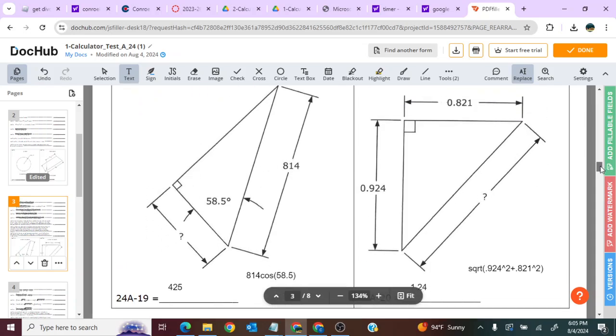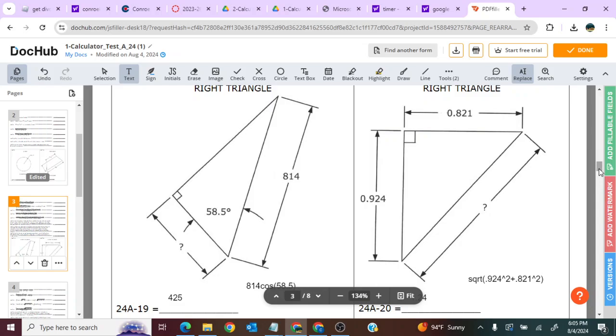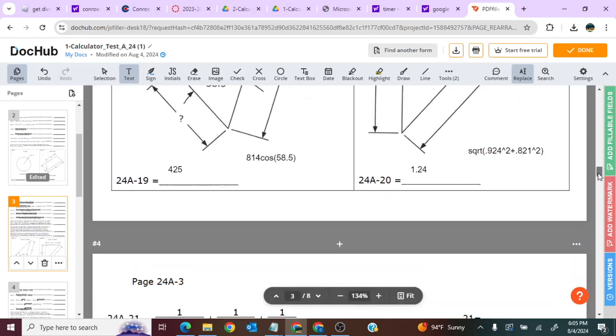19, this is a pretty simple one. They want this side, you have the hypotenuse, you have this angle. Definition of cosine, 814 times cosine of 58.5 will get you this side right here. 20, another very basic Pythagorean theorem. A squared plus b squared equals c squared, so square root of the two sides squared. You get 1.24.